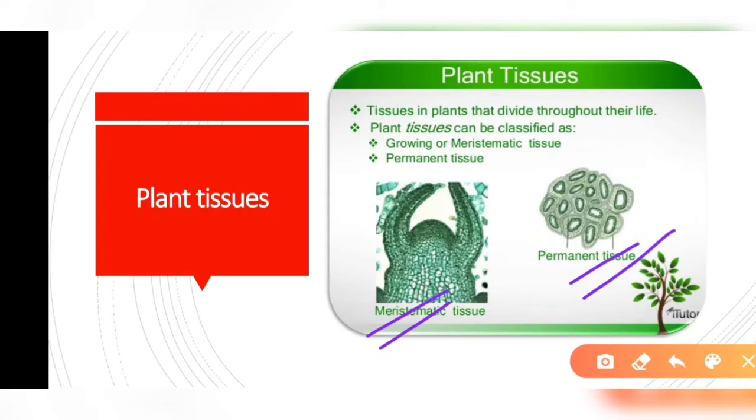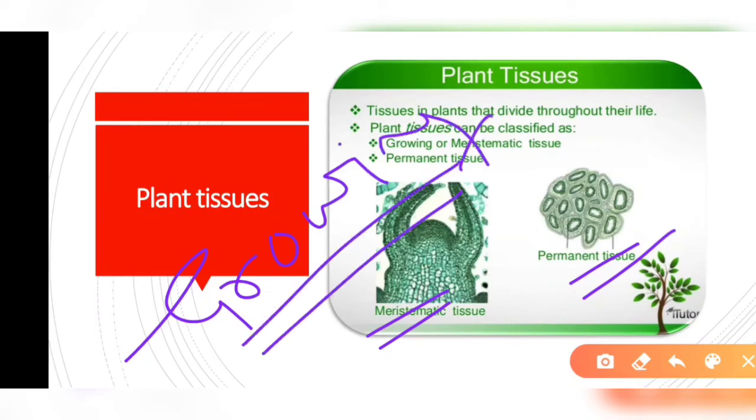Meristematic tissue, we also call them growing tissue. Why are we calling them growing tissue? Because the meristematic tissue has the capability to divide, and they divide continuously throughout their life, right? If they are dividing continuously, that means they are growing in number, increasing the number of cells in the plant body. And these tissues are generally present where there is a need for an increment of the height or the diameter.